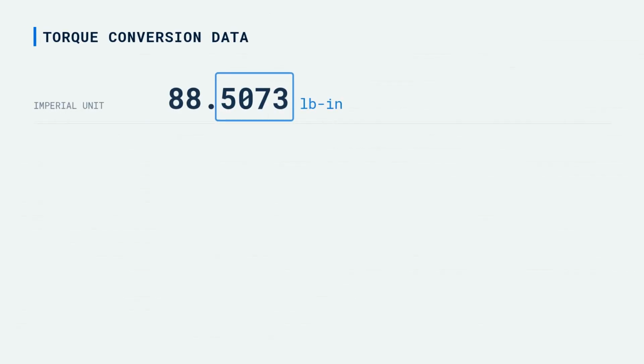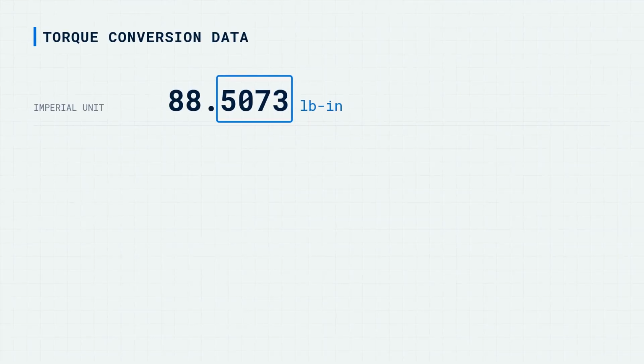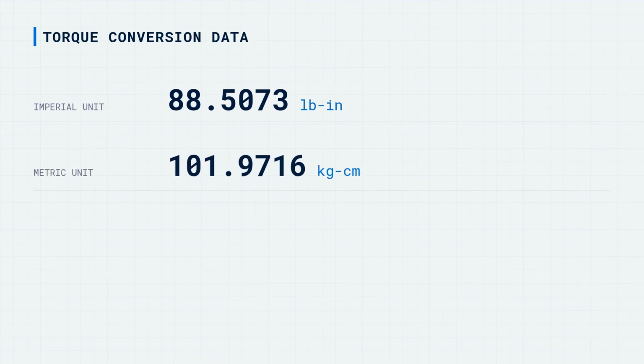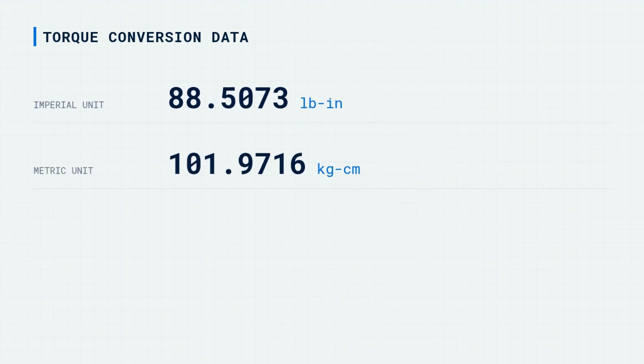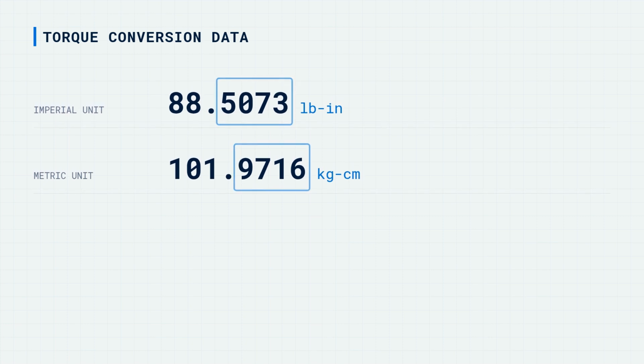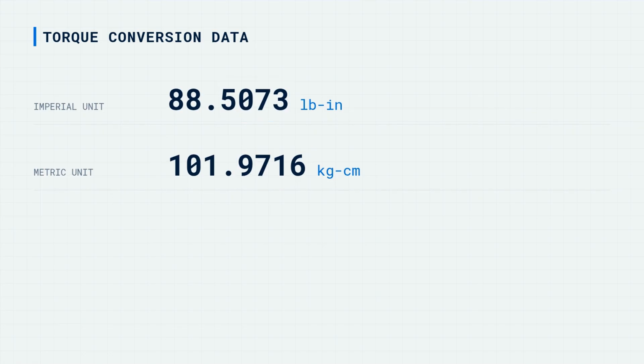It also shows 88.523 pound-inches, commonly used for smaller assemblies and precision instruments. Finally, we get 101.9706 kilogram-centimeters, often used in international technical documentation. Each conversion maintains 4 decimal places for engineering precision.